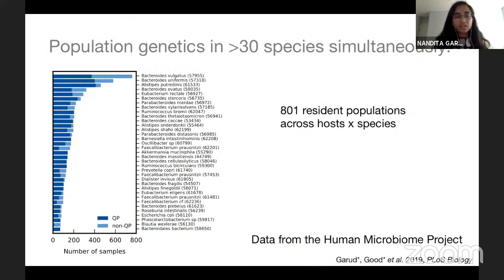We call them quasi-phasable samples. And colored in dark blue for the top 40-ish most prevalent species, we see actually that we have about 801 species host pairs that we actually can work with. And so this is actually a tremendous amount of data and allows us to do a lot of PopGen simultaneously across many species. And so going forward, actually, we're going to combine the data across species so that we can have better power to say something more generic about evolution in the microbiome.